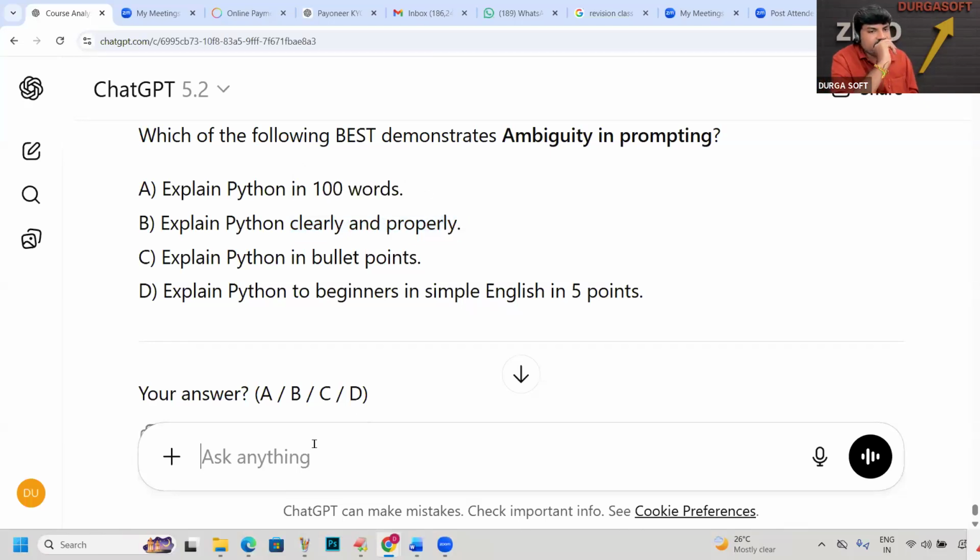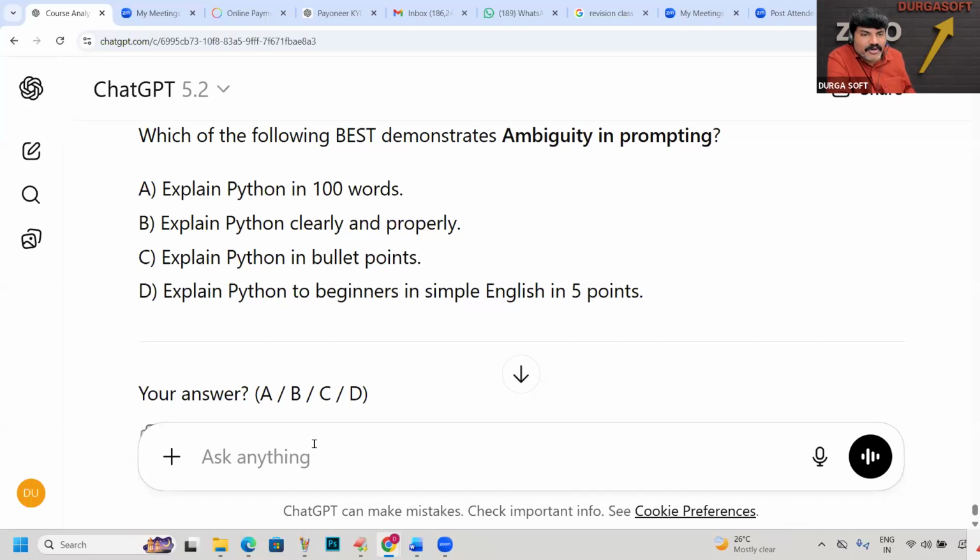So can you please recheck again? Explain Python in 100 words: no ambiguity, clear. A, next. What about C, explain Python in bullet points? Excellent, C also, because how many bullet points? Explain Python to beginners in simple English in 5 points. Excellent. So A and D are not the case. The answer should be from B and C.